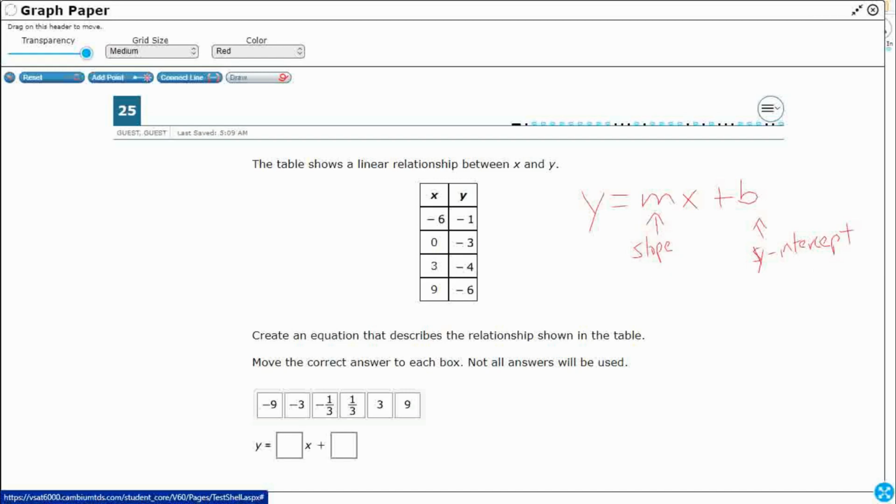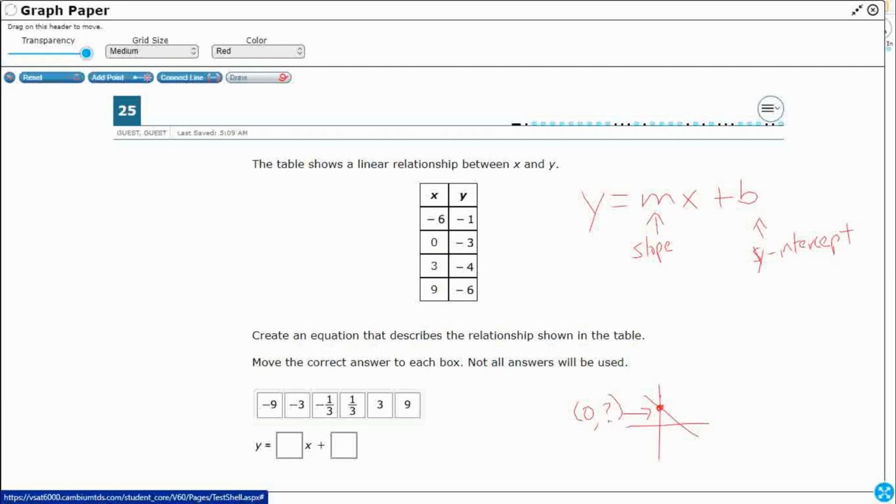Now, what does that mean to be a y-intercept? Well, that means if we were to graph this, the question is, where does it cross that y-axis? Wherever it crosses that y-axis, that's our y-intercept. And whenever we have a y-intercept, that means the x has to be 0. And then the y is unknown, right? That's what we're looking for. But the y-intercept is what happens when x is 0.